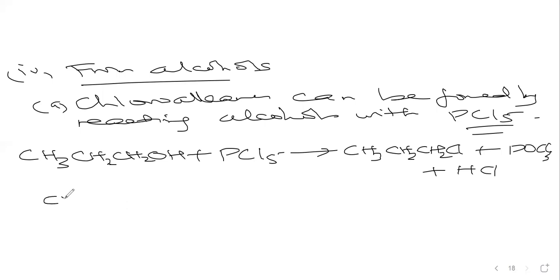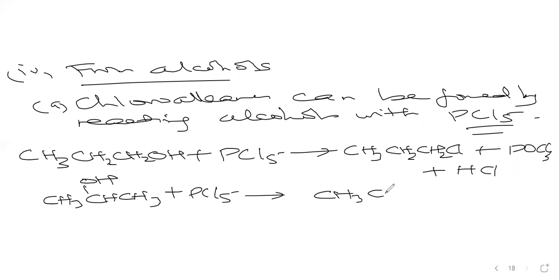All right. I can also have a secondary haloalkane. For example, this one. I mean a secondary alcohol. If I use phosphorus pentachloride here, I get a similar reaction. I'll have CH3, CH, Cl, CH3, POCl3 plus HCl. That is a preparation of haloalkanes, in case I want to use an alcohol and I want to get chloroalkanes.